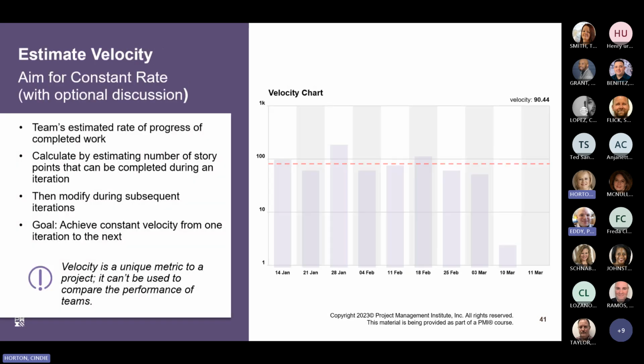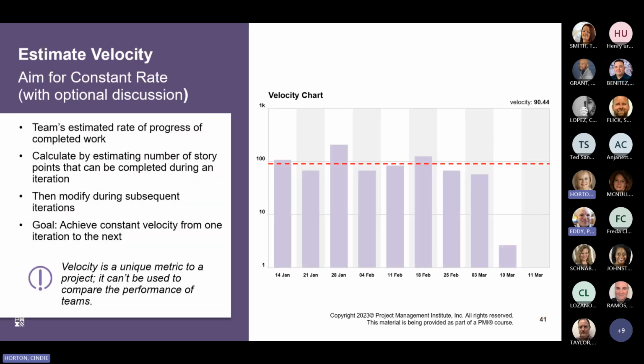Let's talk a little bit more about velocity, specifically around estimating velocity. As mentioned previously, velocity measures the productivity rate at which the deliverables are being produced, validated, and accepted within a predefined interval. Some key concepts to keep in mind include: 1, it's useful to be able to estimate how much work a team can complete during a time-boxed iteration. 2, although velocity may vary at the beginning of a project, it should be consistent as iterations are completed.